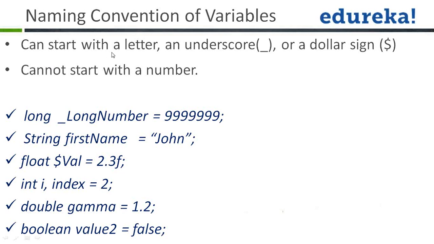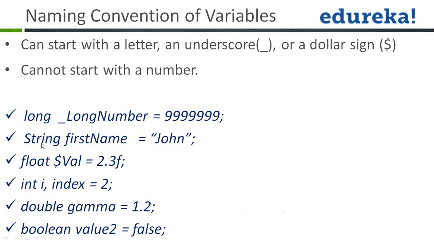Now, you can start with a letter, an underscore, or a dollar sign. These are the three initials with which you can name your variable. Either a letter from A to Z, it could be an underscore or a dollar sign. If you start the name of the variable with a number, then that won't be a valid variable. It will provide you an error. You cannot define that. That would be a compile time error as well.